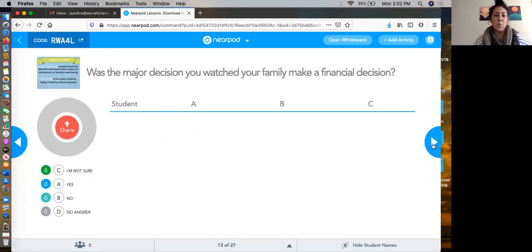In the next one here, what was the major decision you watched your family make, a financial decision? A lot of us may say, I'm not sure what that really means still. Yes, I've seen my family sacrifice so that they can pay their bills and their rent. A major decision would be your parents going to work every day to provide, not being able to help in the household during a pandemic and help with your distance learning. A lot of parents had to sacrifice and go out to work and be an essential worker every day. So that is your family choosing to make a financial decision.